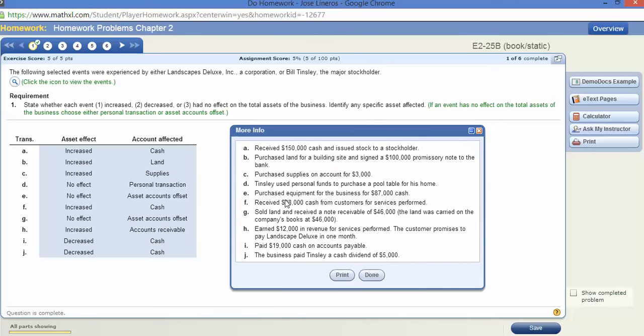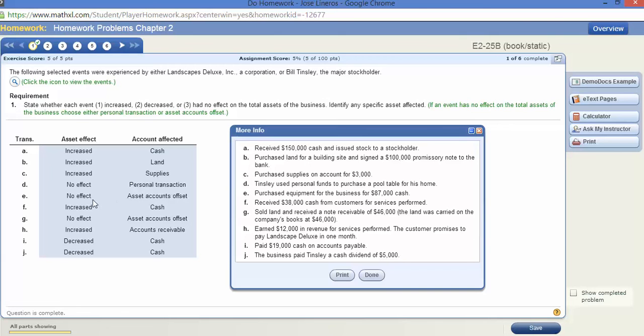I wanted to go through them to give you an idea. The thing that's kind of tricky that you have to watch out for is these asset accounts. Well, obviously personal transactions where it has nothing to do with the business. They just bought a table with their own personal funds. Personal funds is the money they have in their pockets. It has nothing to do with the business.